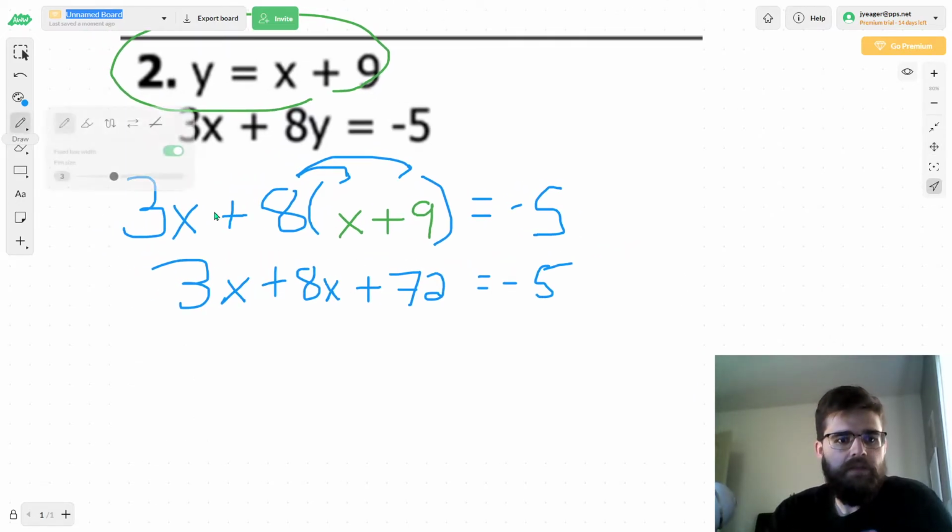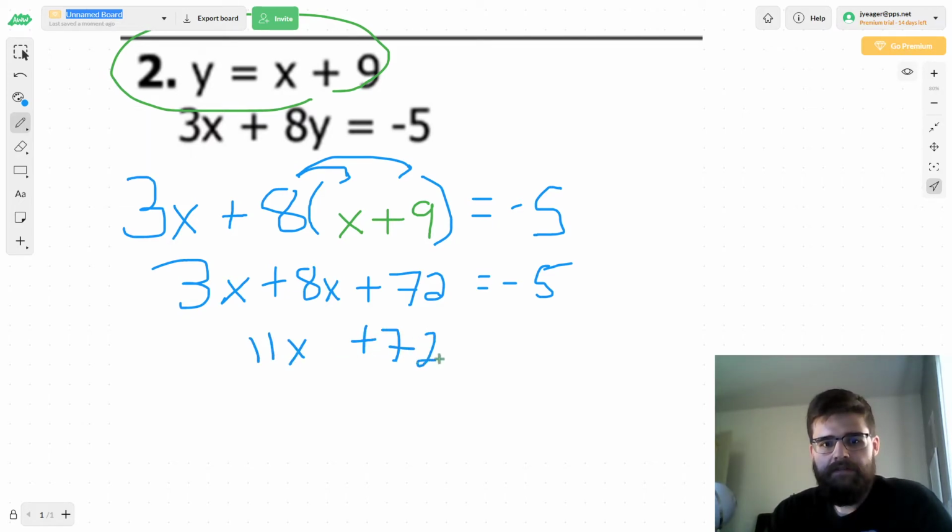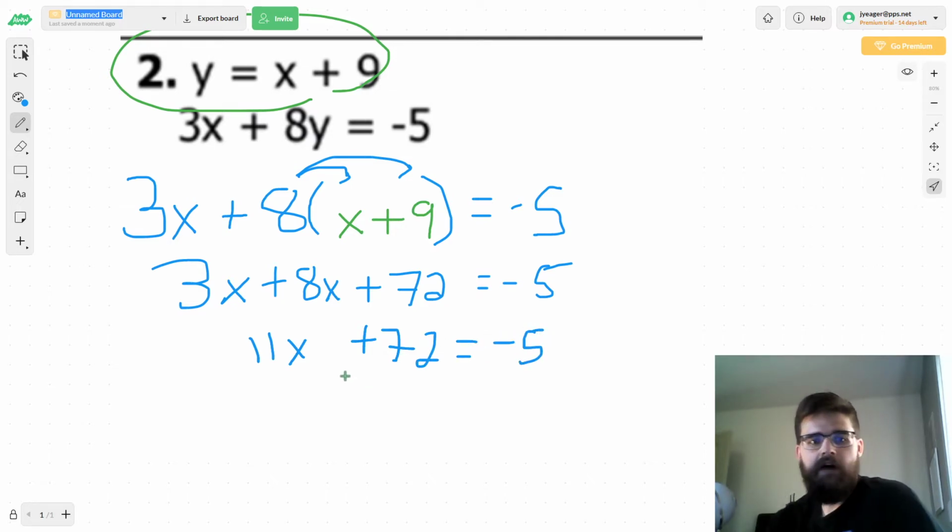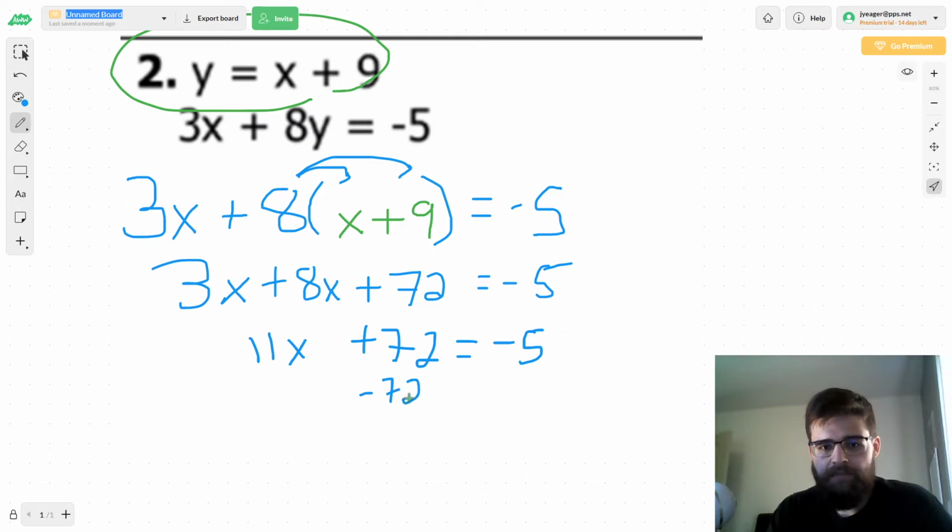All right. So we got 3x plus 8x is 11x plus 72 equals -5. Sorry about my handwriting, y'all. I want to get all the constants on one side of the equation, so I'm going to get rid of this 72. I don't want 11x plus 72, I just want x. I'm going to isolate that x by doing the inverse operation. So instead of adding 72, I'm going to subtract 72, and because I did that on the left, it needs to happen on the right as well.